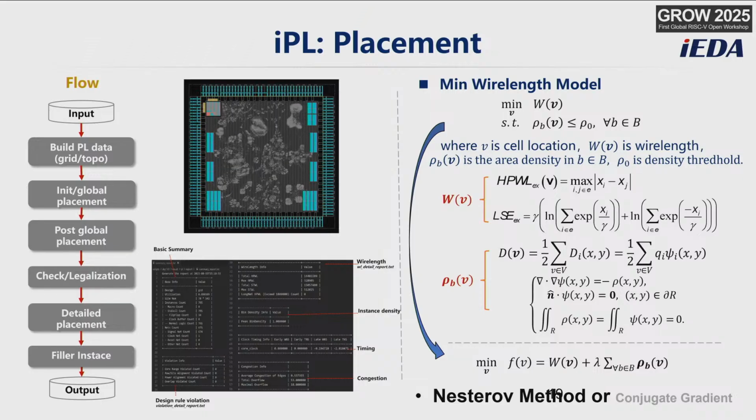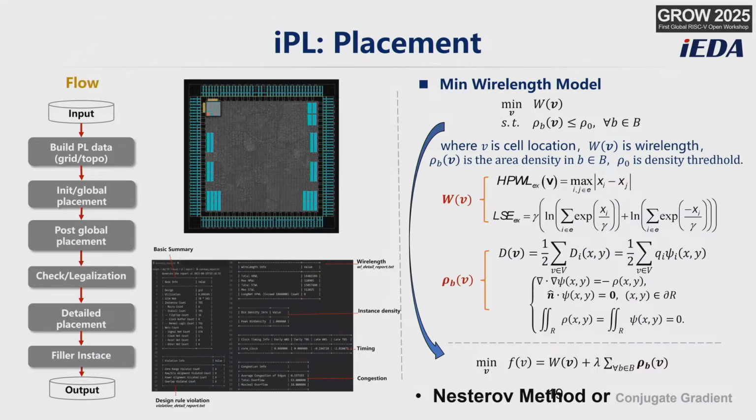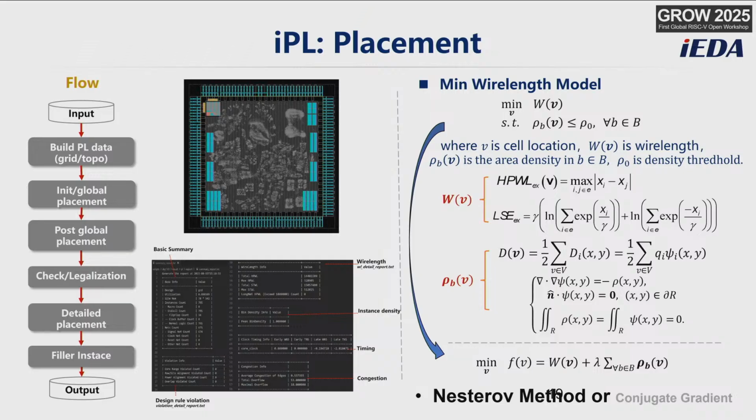iPL refers to the placement step. It is used to minimize the wirelength, timing, and congestion of the chip and the macros.